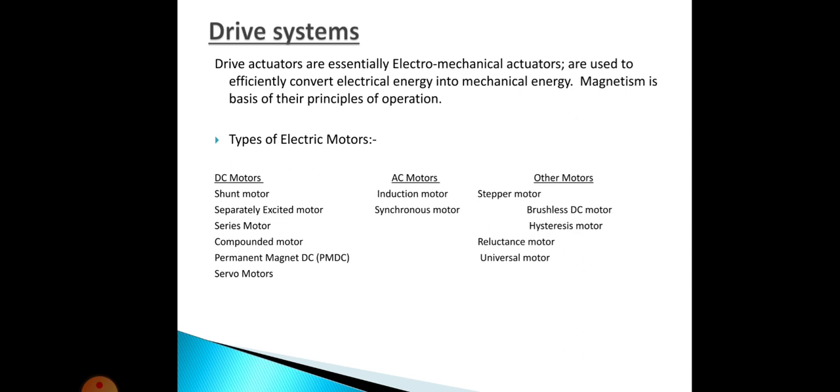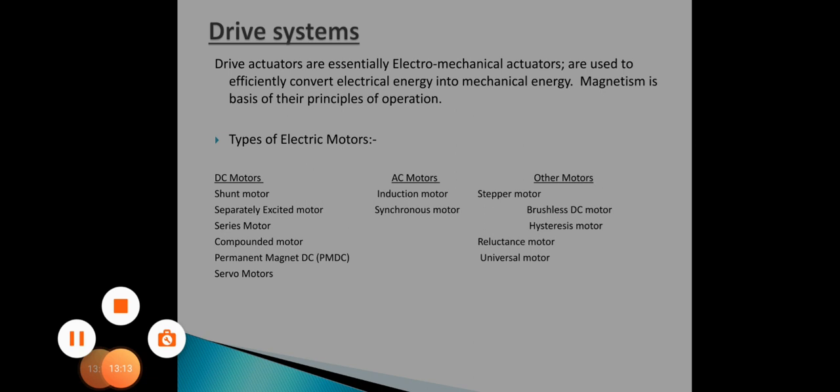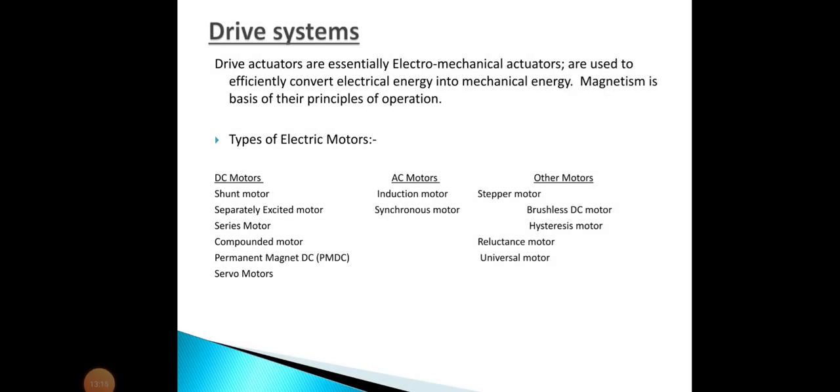The first one is DC motors. In DC motors, there are shunt motors, separately excited motors, series motors, compounded motors, permanent magnet DC and servo. Next, AC motors include the induction motor and synchronous motor. Then, other motors include the stepper motor, brushless DC motor, hysteresis motor, reluctance motor and universal motor. So these are the types.